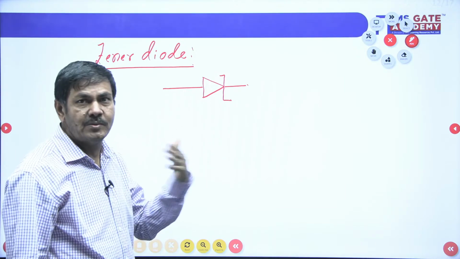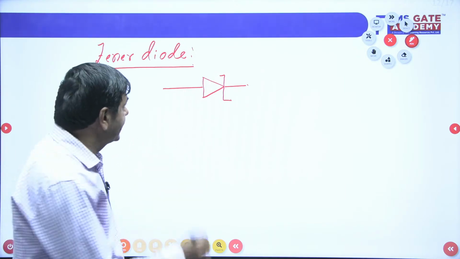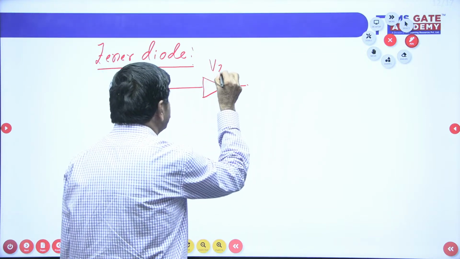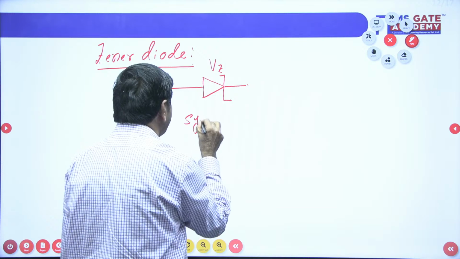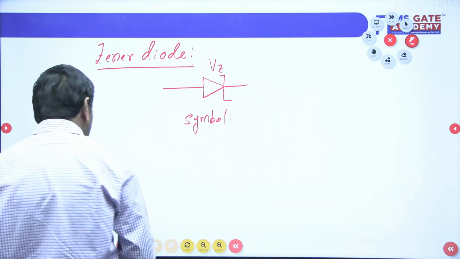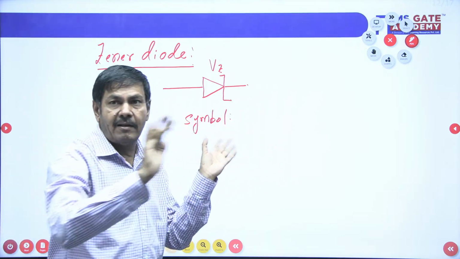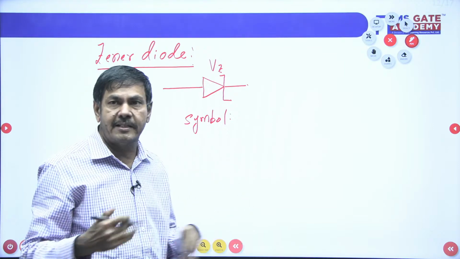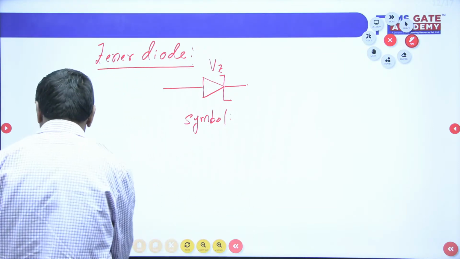But how to do the problems? What you have to understand is very important. I will explain. The voltage across the Zener, I will put as VZ. This is the symbol. I am not going to explain how the working is done, all this is not required. But how it works in regulation is very important for GATE or engineering services.